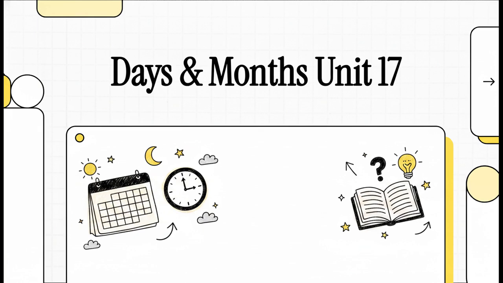Today we're diving into something that's absolutely crucial for your fourth standard scholarship exam. We're tackling English Unit 17, which is all about the days of the week and months of the year. And listen, we're not just going to sit here and memorize boring lists, right? We're going to use some really simple, clever tricks from our daily lives to make solving these exam questions a total breeze. Let's get into it.